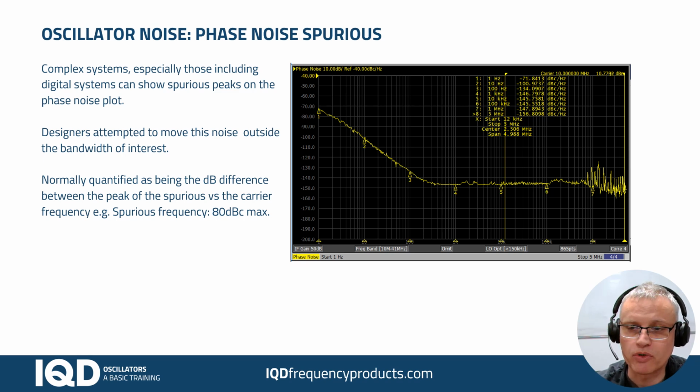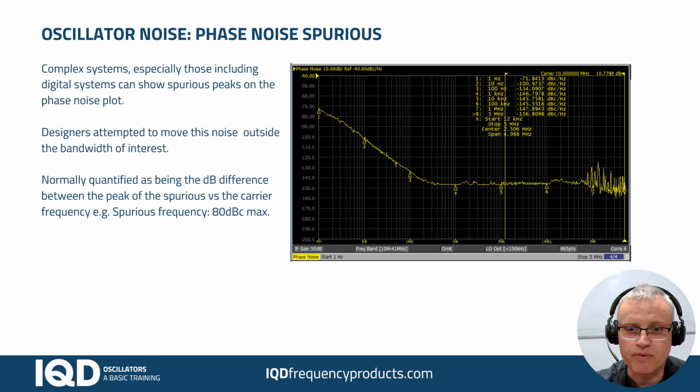All very useful stuff, but that digital switching noise does create a little bit of spikes on the phase noise plot. There are things we can do to try and move that away. So what we try to do as a design team is shift that to be outside the bandwidth for the phase jitter that we talked about before. And we can do that by slowing down the clock speed or putting in filters at specific areas.